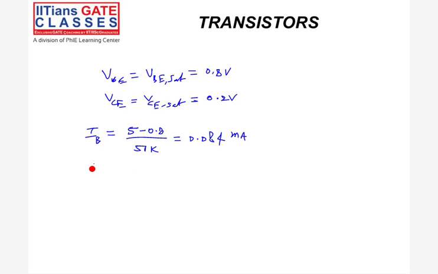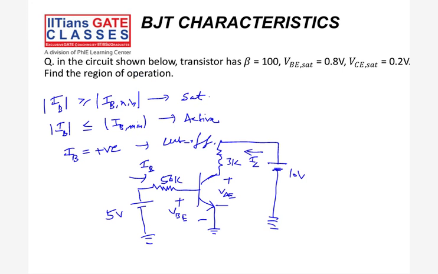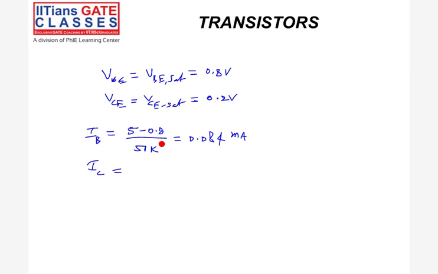From the second, the output part, what we can do? This 10 minus this VCE, divided by 3K. So 10 minus VCE, which is 0.2, divided by 3K. What I'll get here? I'll get 3.26 milliamps.